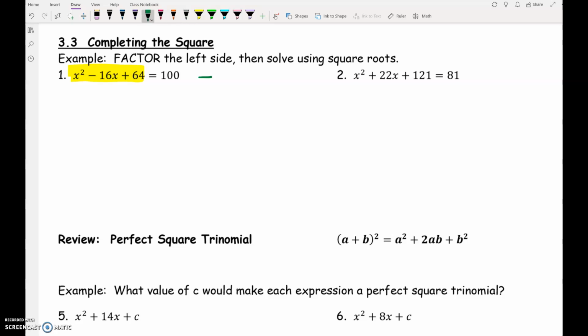So we are looking for two numbers that multiply to give us 64 and add up to negative 16. If they're adding up to a negative, then there has to be at least one negative, but because they're multiplying to be positive, that means they both have to be negative. So two negative numbers that multiply to 64 and add up to negative 16. Negative 8 and negative 8, which means the factored form is x minus 8 times x minus 8. And we can write that as x minus 8 squared.